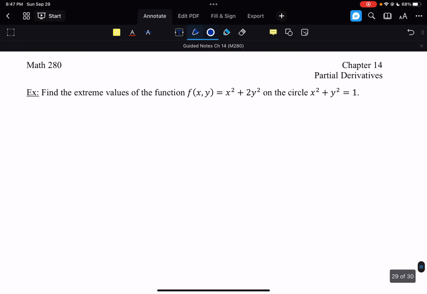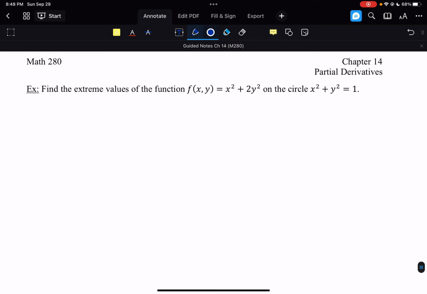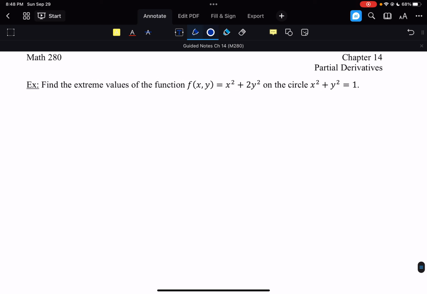Next up, find the extreme values of the function f of x, y equals x squared plus 2y squared on the circle x squared plus y squared equals 1. All right, so for our setup, we're going to take grad f equals lambda grad g, and g of x, y equals k.